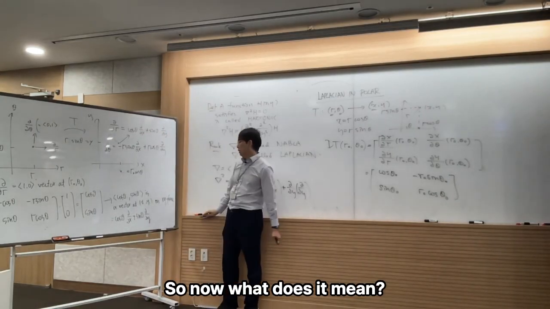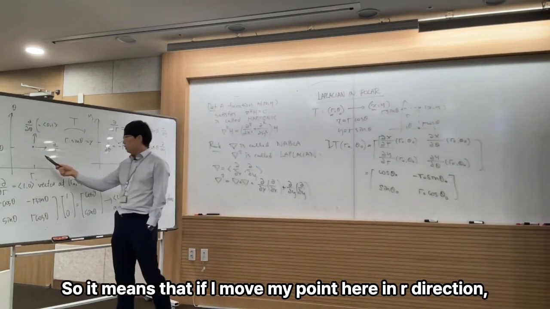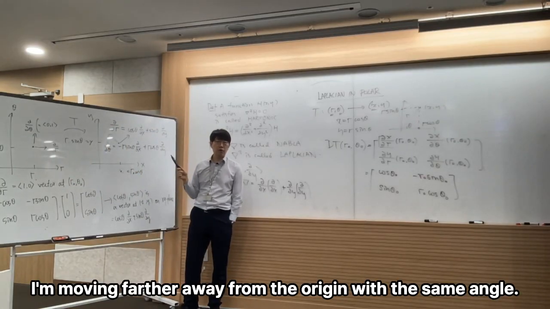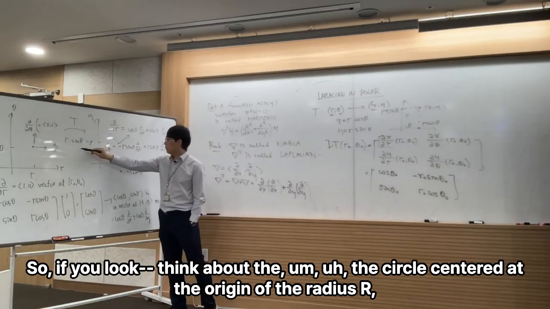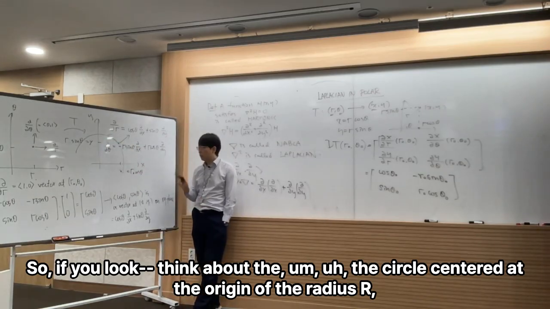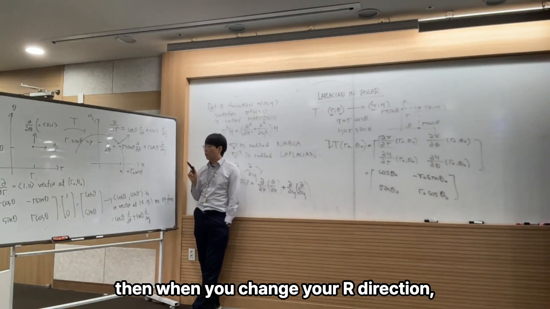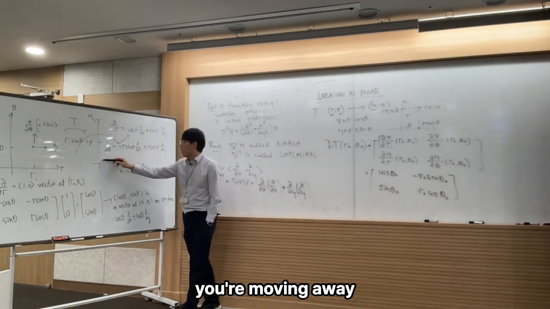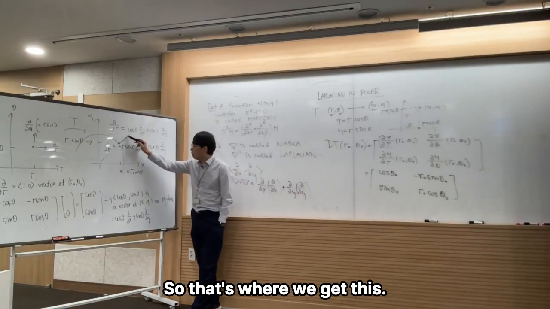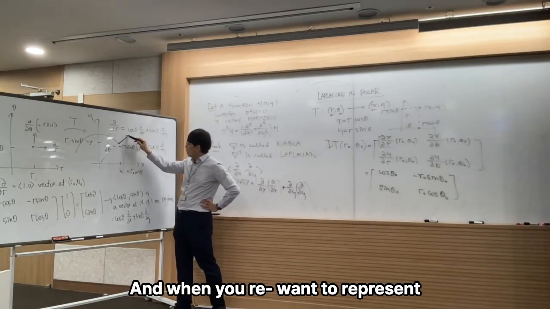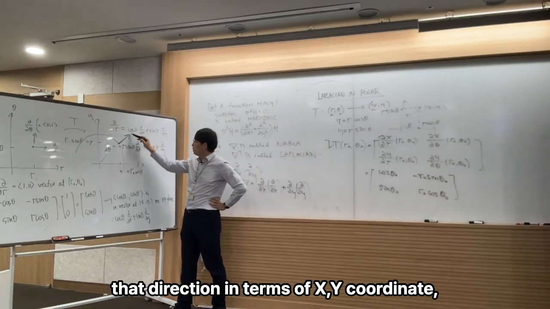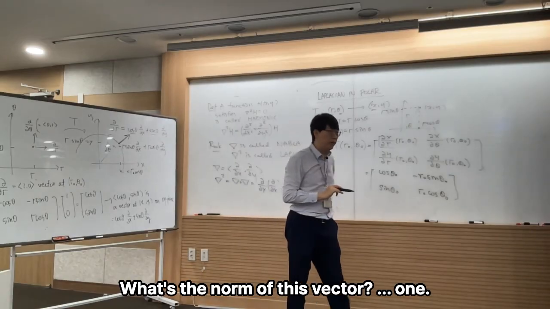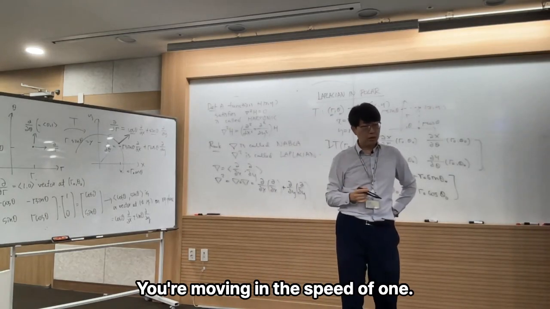So now what does it mean? It means that if I move my point in the r direction, then in the xy plane, I'm moving farther away from the origin at the same angle. If you think about the circle centered at the origin with radius r, then when you change your r in the r direction, you're moving directly away from the origin, right? So that's where you get this. And when you want to represent that direction in terms of xy coordinates, that's the coefficient you need, cosine theta and sine theta. What's the norm of this vector? 1. When you have cosine and sine, you're always at 1. You're moving at a speed of 1.